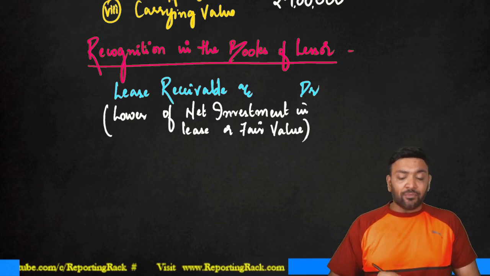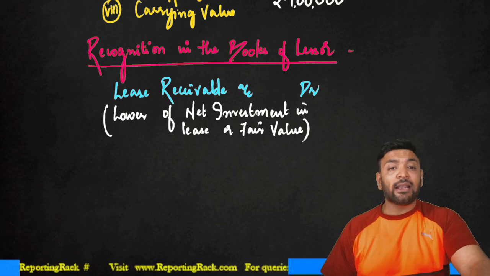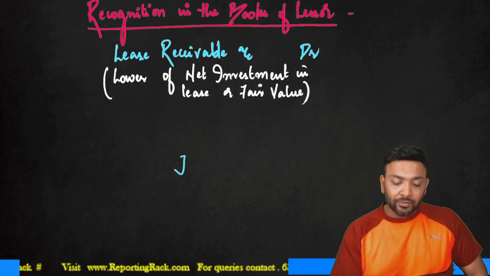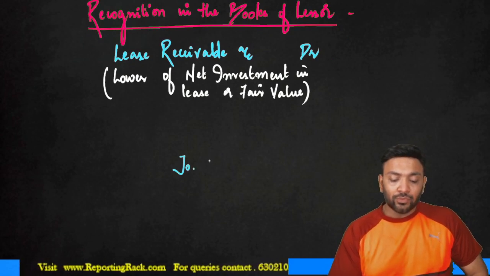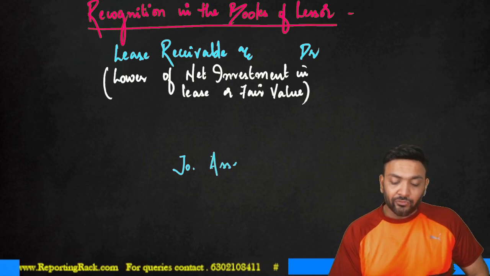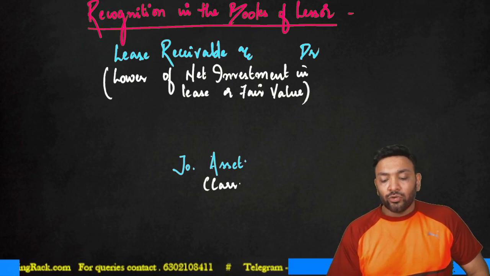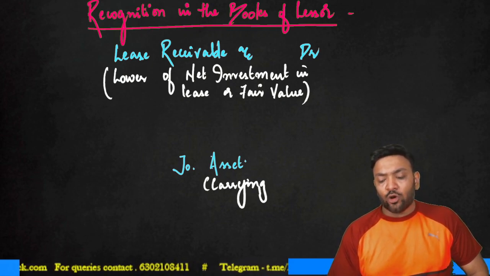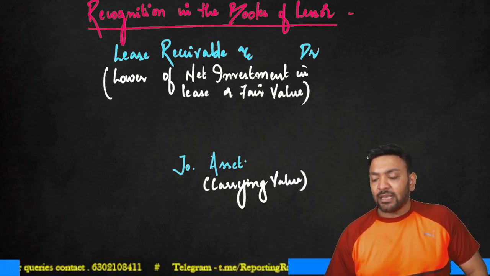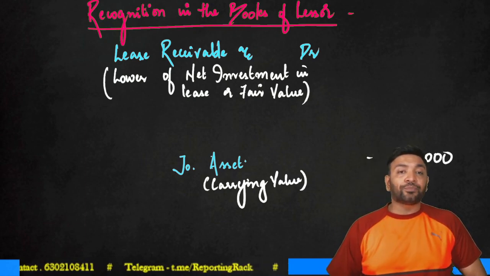At the same time, I'll also have to de-recognize the asset. I'm leaving one space for the debit because there is one more debit which I have to get. I'll come back to that. Credit to asset, which is the carrying value. You know the carrying value, so I don't mind writing it down as it is. The carrying value is 1 lakh. Since I know it, I'm writing it.